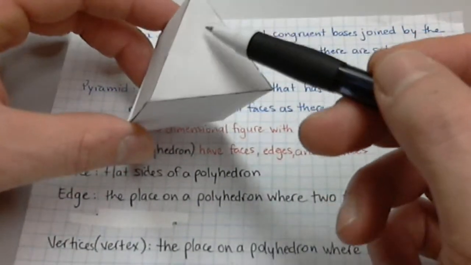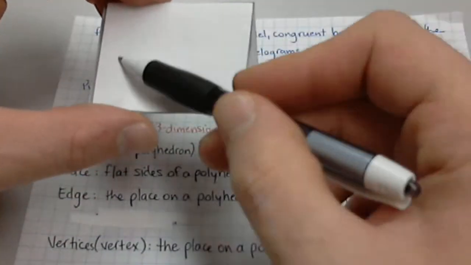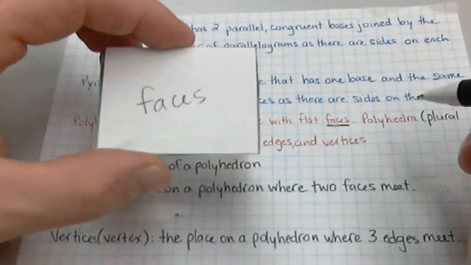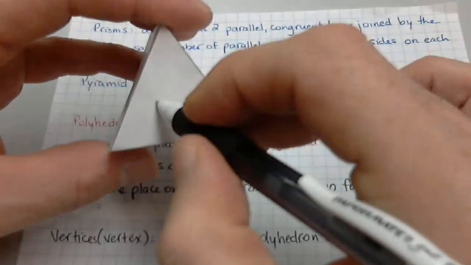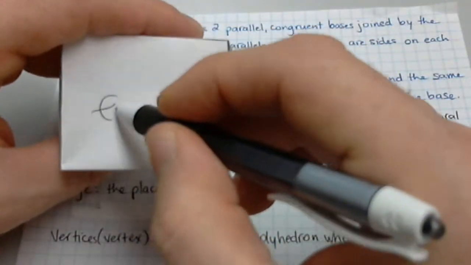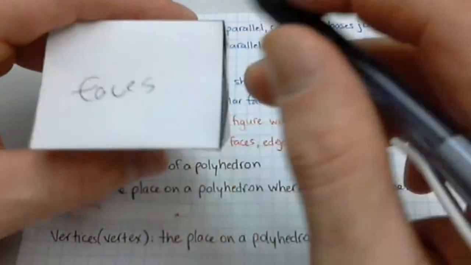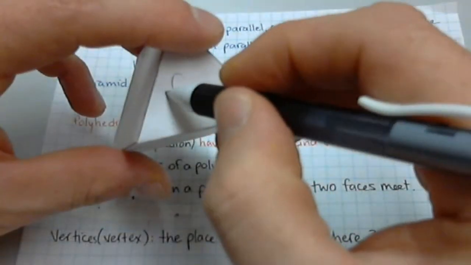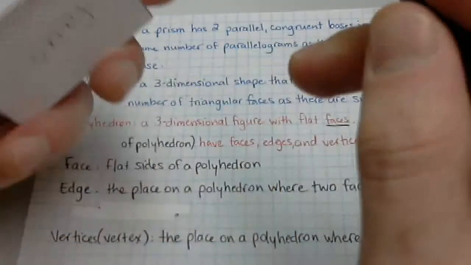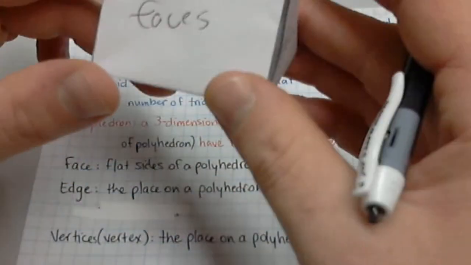Any of the flat sides, those are called faces. The flat sides are called faces. And even the bottom one is a face. So any of the flat sides are faces. I think I got all of them.